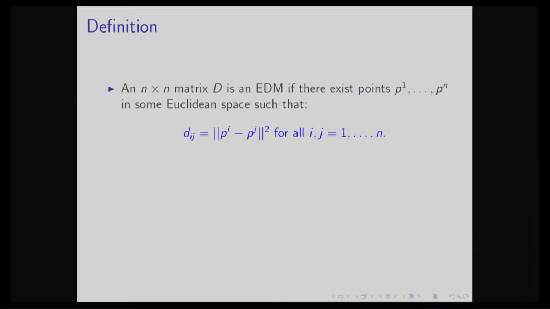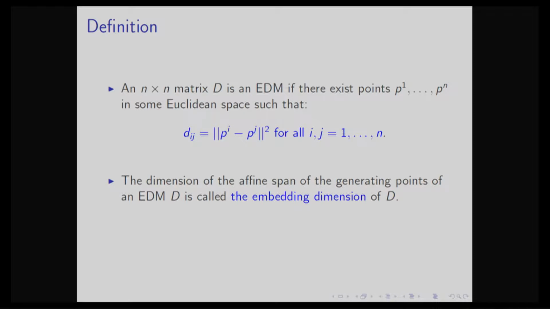An EDM is a matrix whose entries can be realized as the square Euclidean distances, interpoint distances of a configuration. So an m by n matrix D is an EDM if there are points p_i and p_j in some Euclidean space such that each entry is equal to the square of the Euclidean norm. Okay?